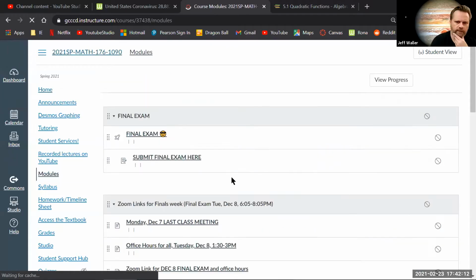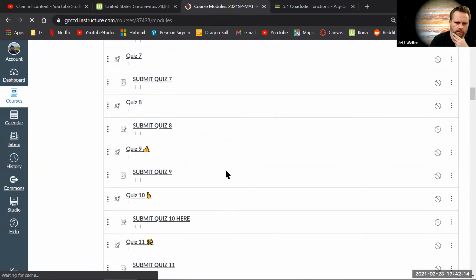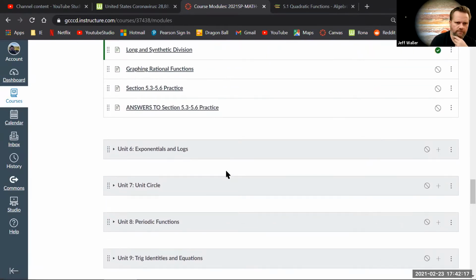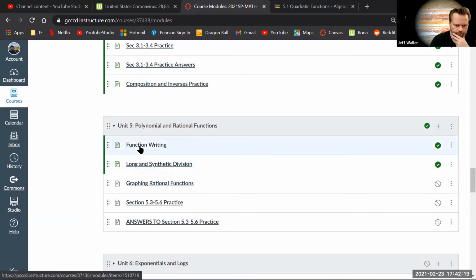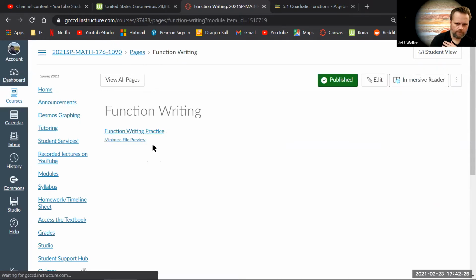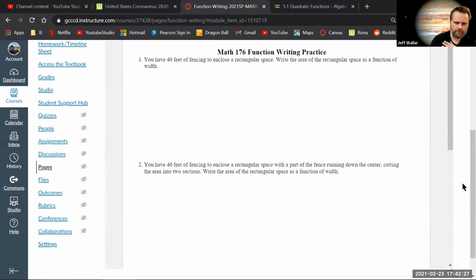If you go to Canvas right now, let me show you where this is. In the Unit 5 module, you'll find this function writing. So open that up. Okay, let's go ahead and open that up. We're going to work on this together real quick.